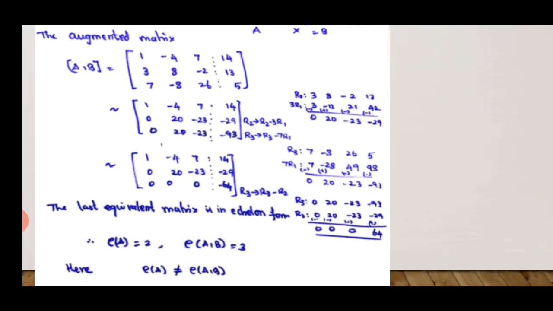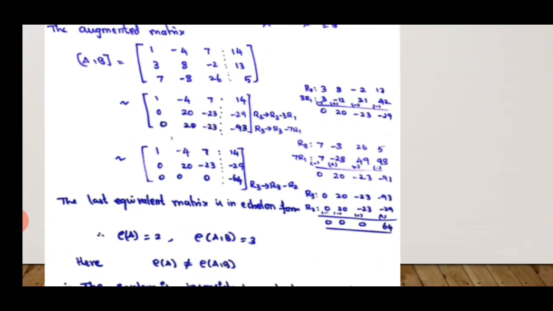The coefficients: the first equation is 1 minus 4 7, the second equation is 3 8 minus 2, and the third equation is 7 minus 8 26, and the variables used are x y z, and the constants on the right side are 14 13 and 5. So here we got AX equal to B, the first step. Second step, we have to write the augmented matrix. So join A and B matrix. So we got the augmented matrix AB here, you can see.